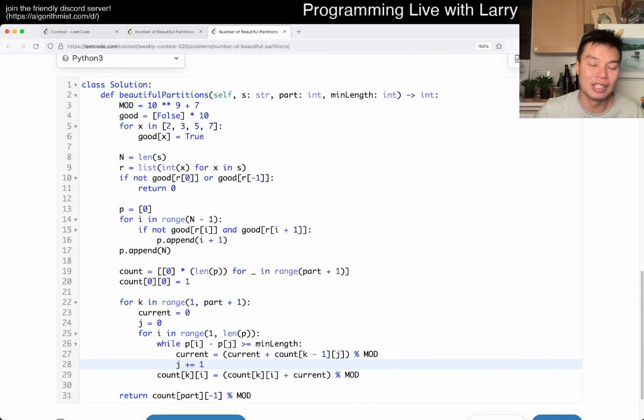31 lines of code. So the complexity, like I said, it's going to be n times k, n square-ish. The space is also going to be n times k here.